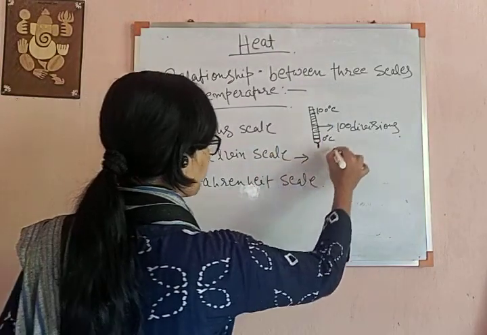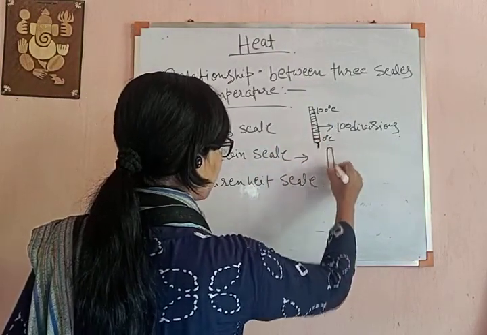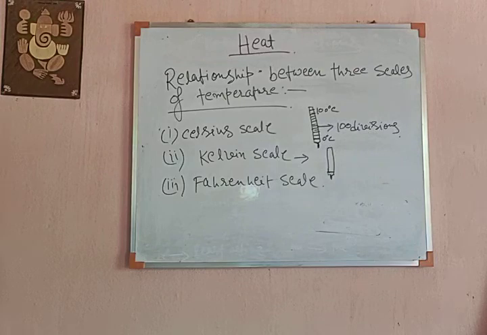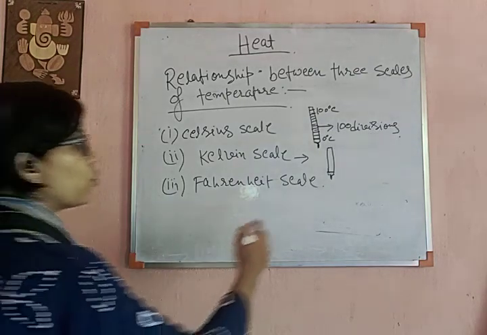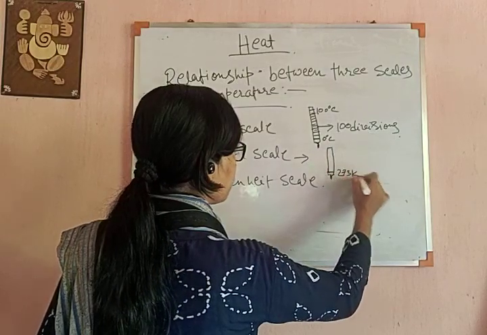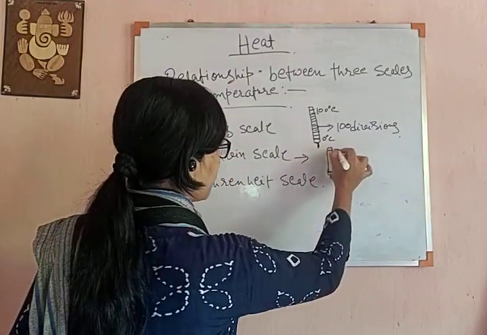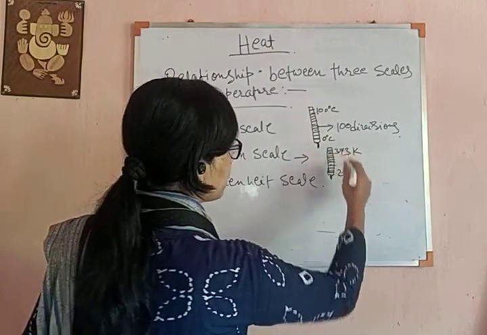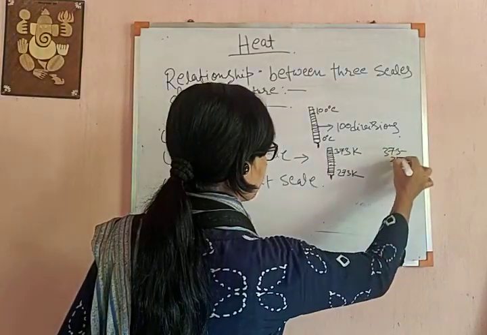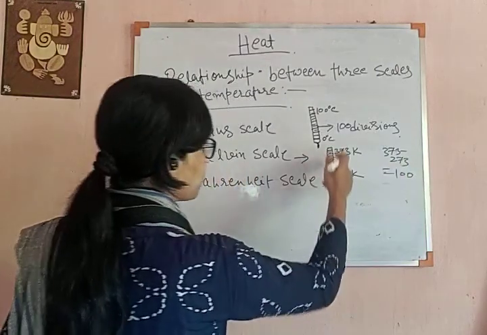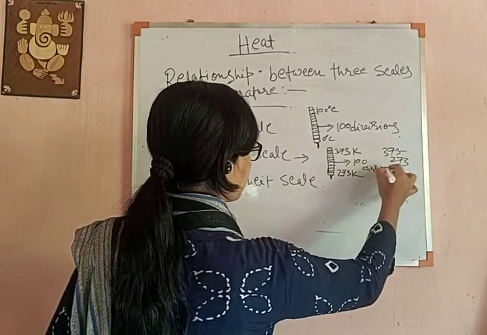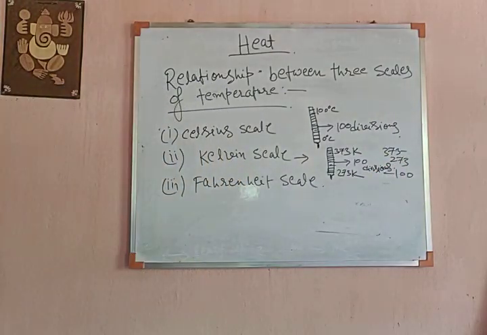In Kelvin scale, the same thing is there. There are also 100 divisions, but 0 degrees Celsius in Kelvin scale is represented as 273 Kelvin, and the final ending is at 373 Kelvin. So you can find the difference: 373 minus 273 is 100. That means this is also 100 divisions.